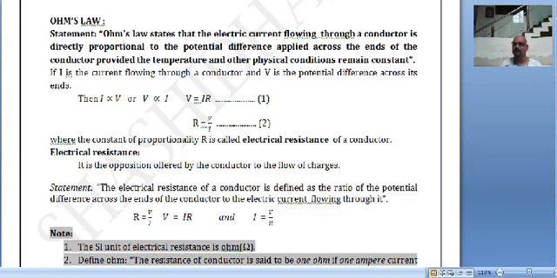I is proportional to V. That's it. So remember that I is proportional to V. Current in a conductor is directly proportional to the potential difference across the ends of the conductor, provided the temperature and other physical conditions remain constant.